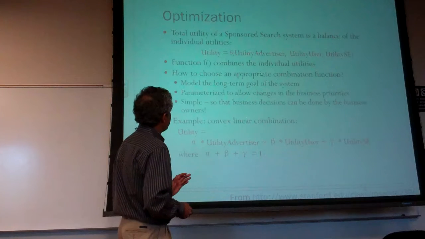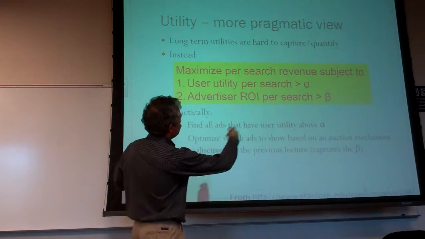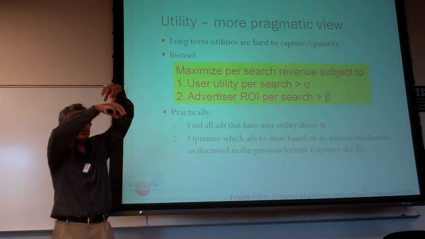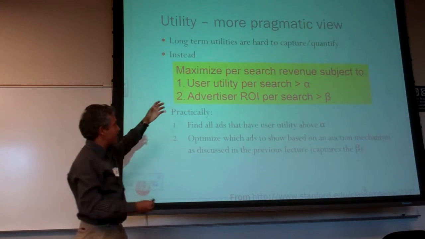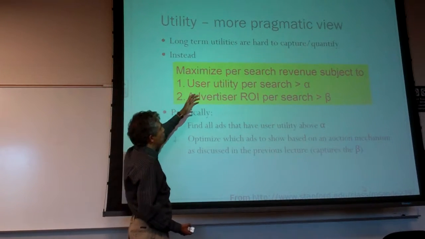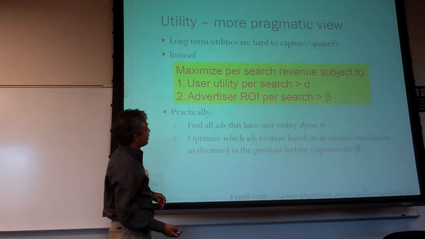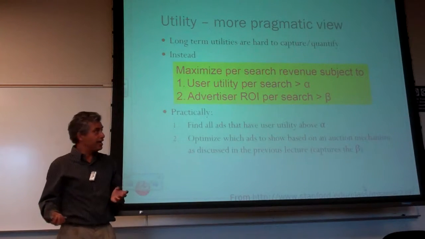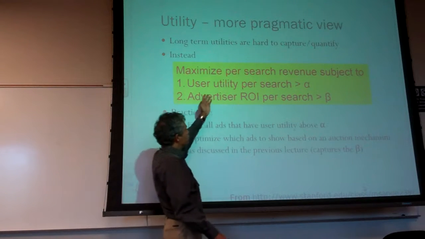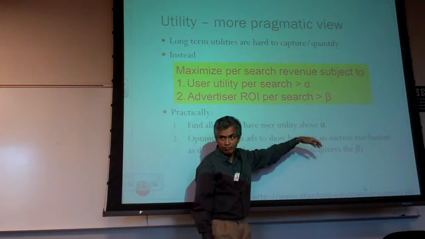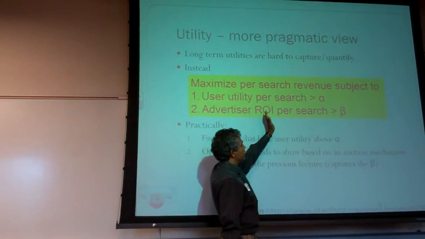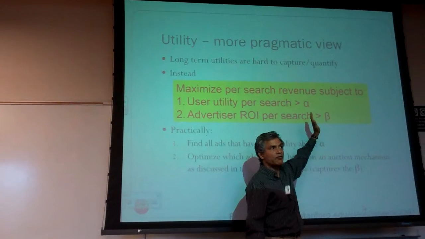And so instead of thinking of this huge optimization problem as if it's done by a fourth party who is neutral to all these three parties, you realize that it's actually done by the search engine. So the search engine would be trying to maximize per search revenue, subject to some reasonable constraints, saying don't let user utility fall too low. Maybe at least it should be greater than alpha. And then advertisers' return on investment should not fall too much below some level.